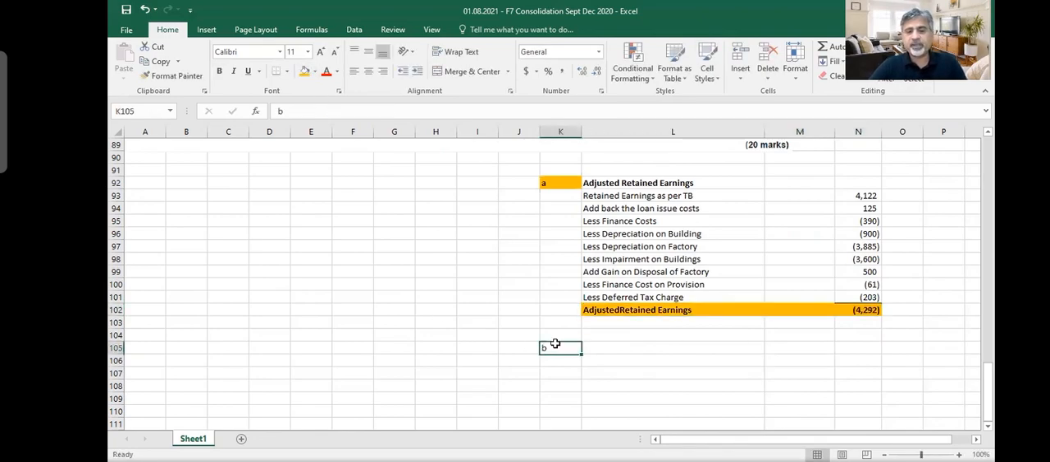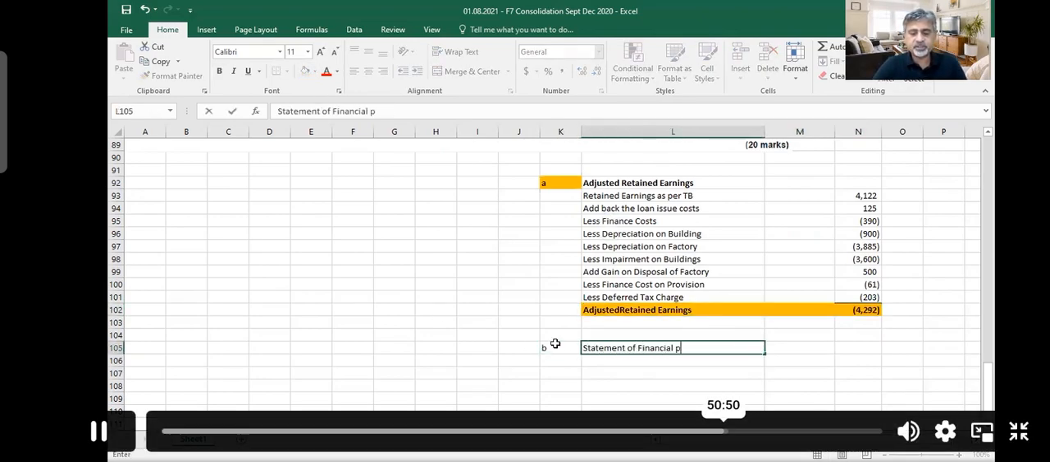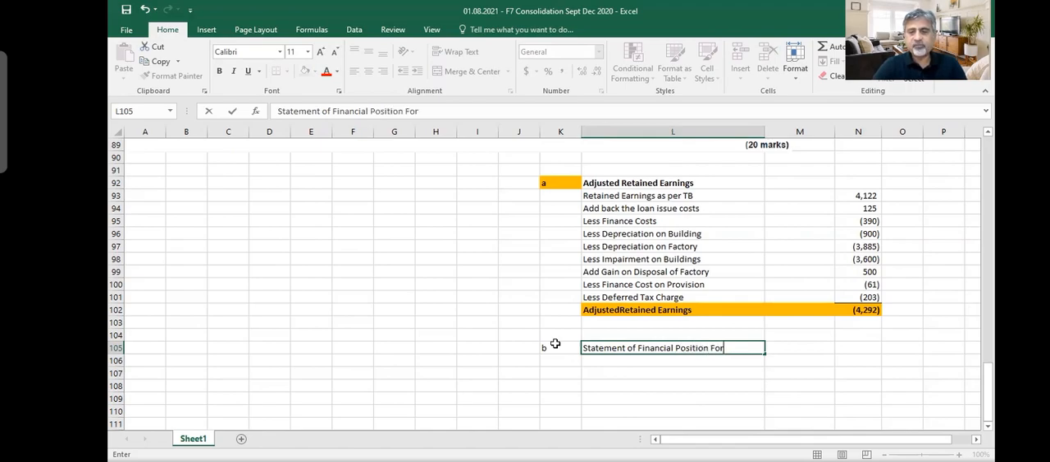Part B requires us to make a statement of financial position for, I don't know what was the name of the company, Alpha company. I just write down like this, as at 30th 09 2008.